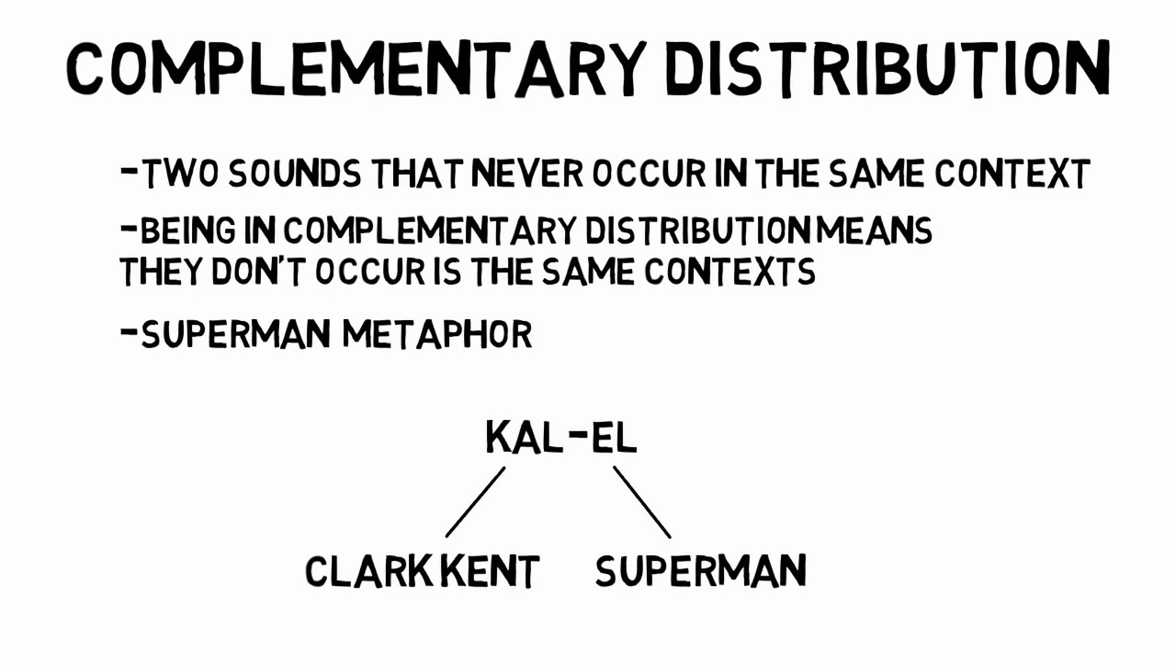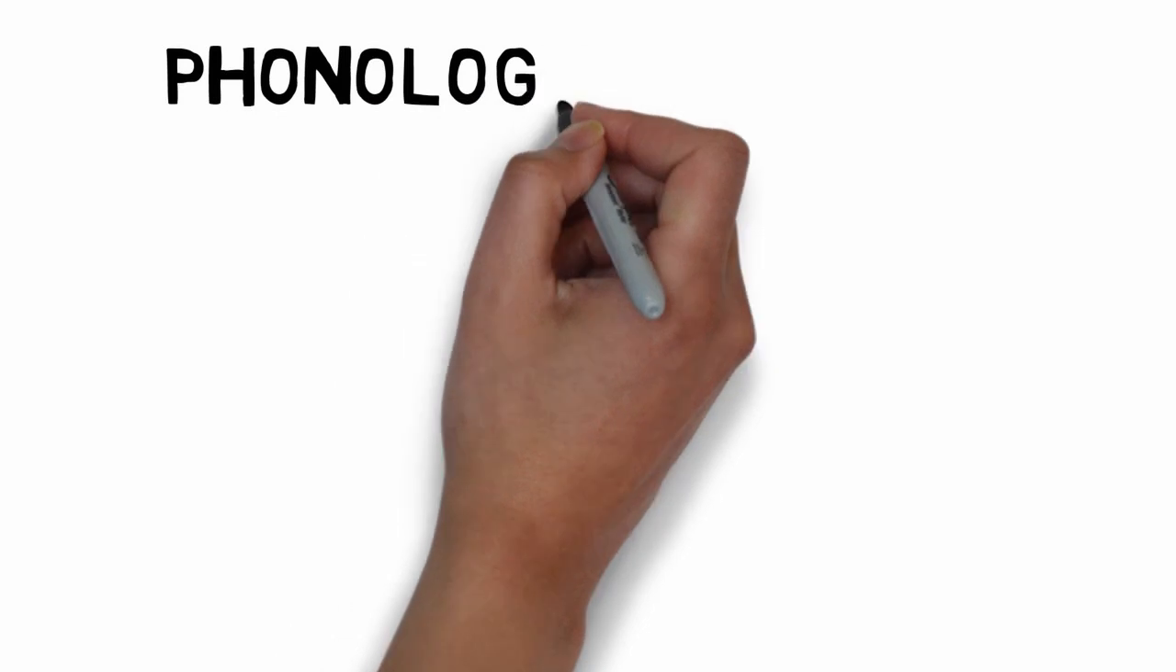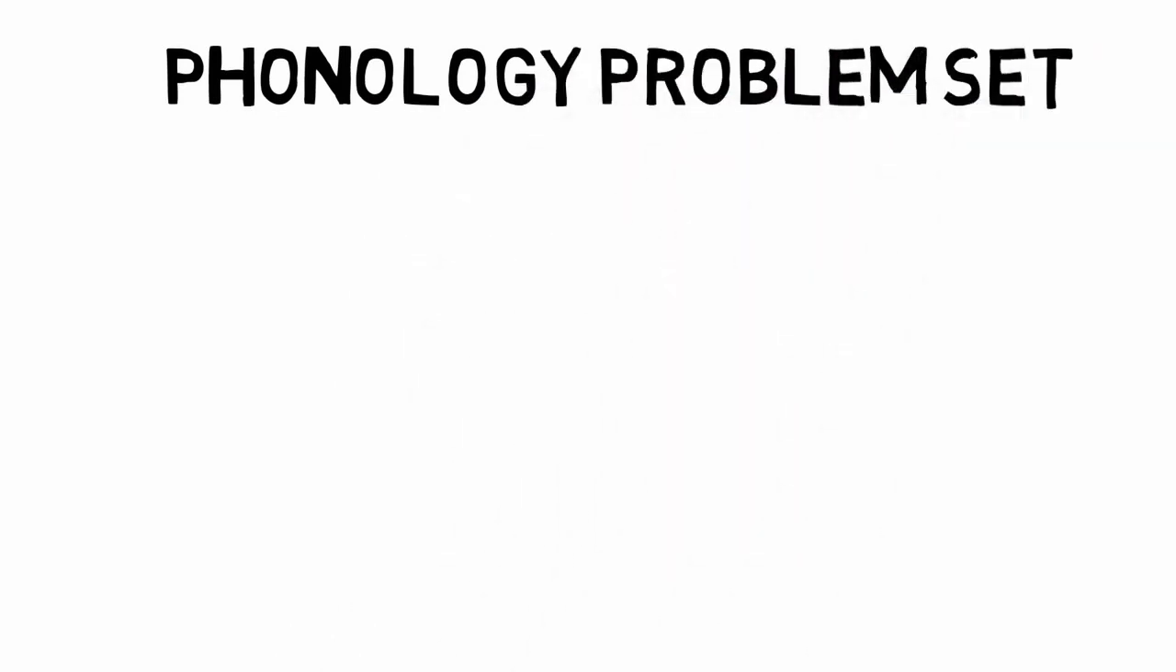Well, if we were investigators and we were trying to figure out who Superman is, we might notice, well, we never see Clark Kent and Superman in the same room at the same time. And that might tell us that they're actually the same person, just in different costumes. In this metaphor, Kal-El would be the phoneme, and Clark Kent and Superman would be allophones of Kal-El. So let's use this topic in language.